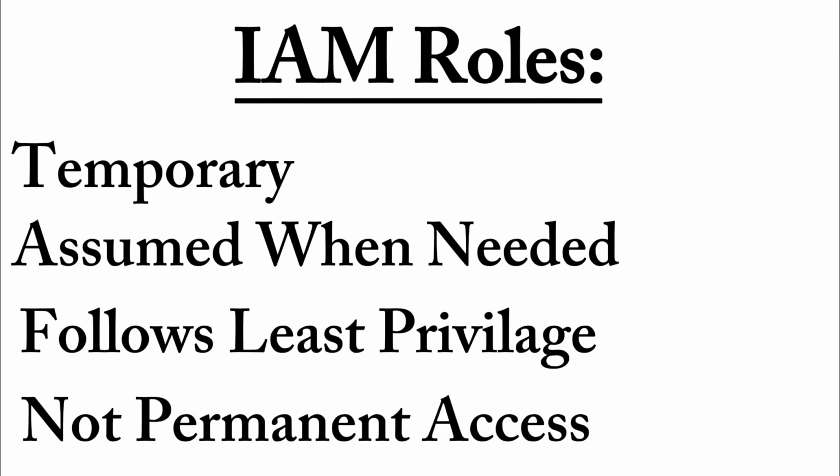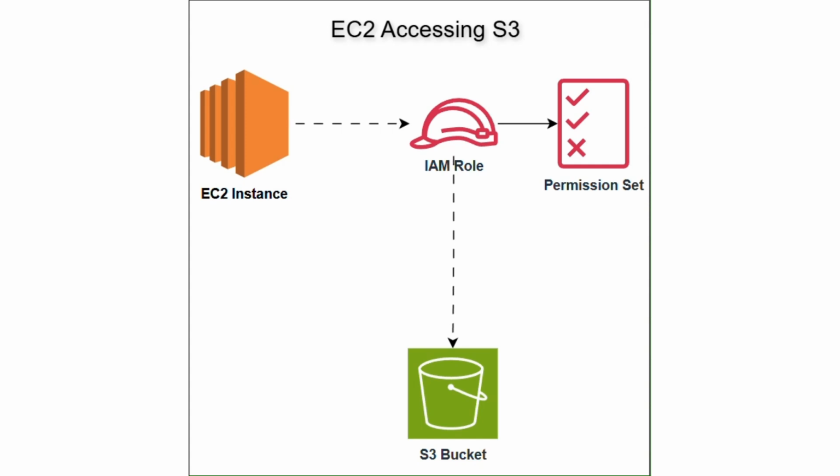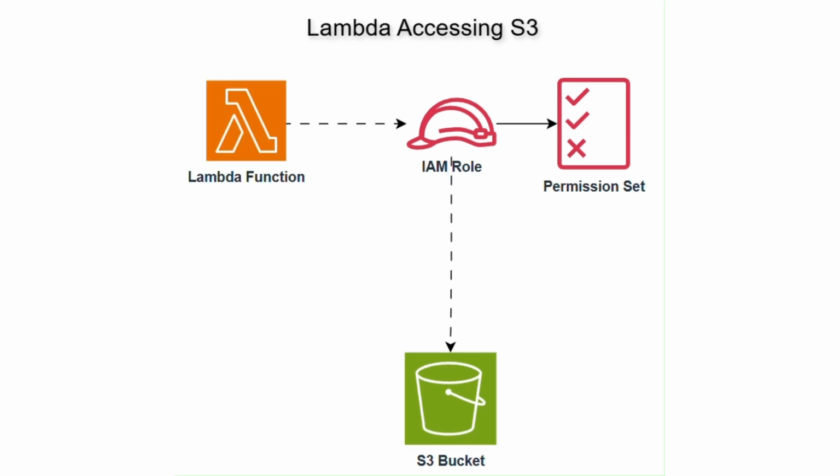AWS example: EC2 assuming a role to access S3. That is an IAM role. An EC2 instance can have a role attached to it which has the permissions to access the S3 bucket. Similarly, a Lambda function needs a role to access an S3 bucket. This applies to all the services in AWS.